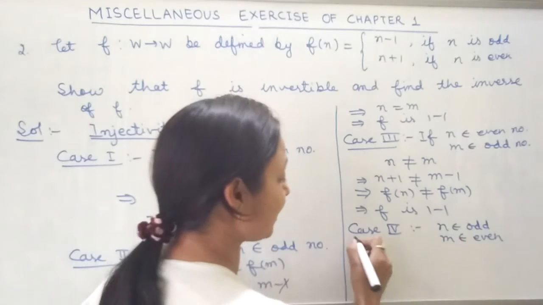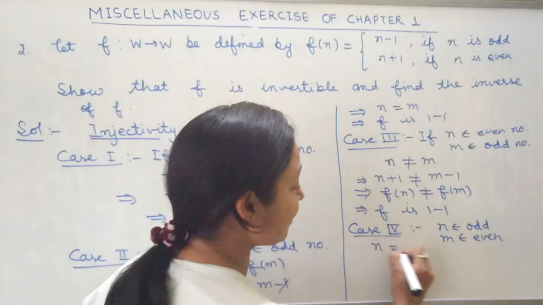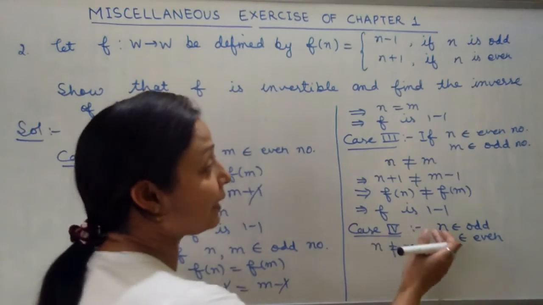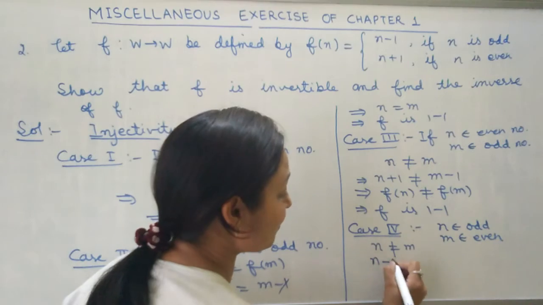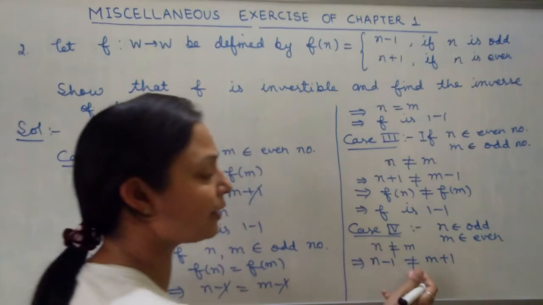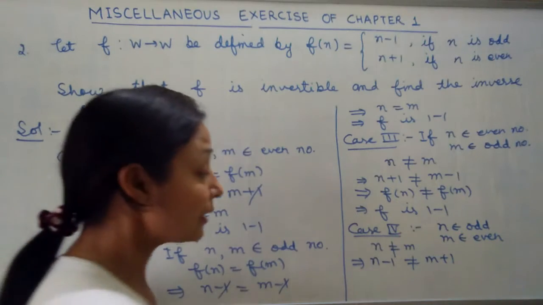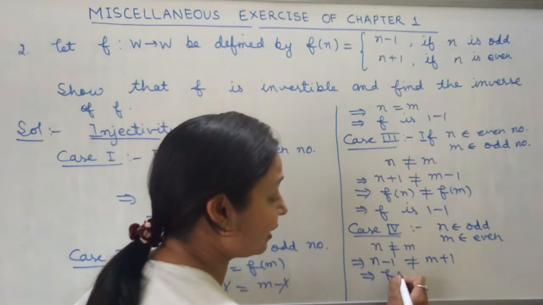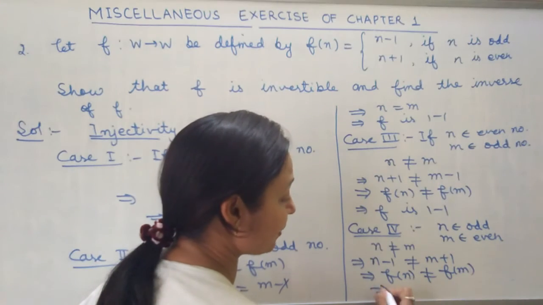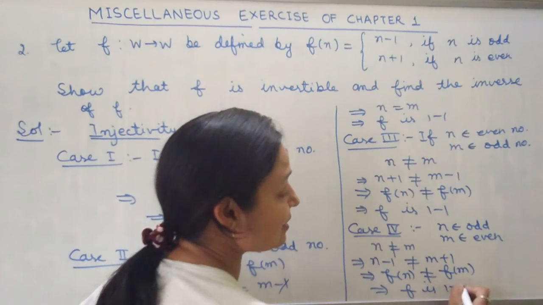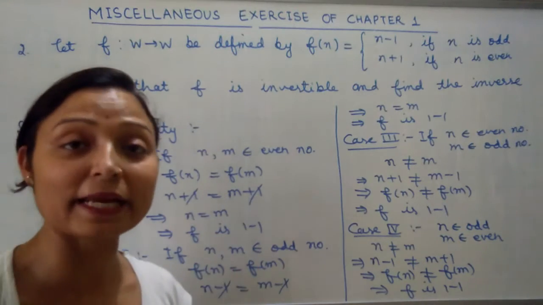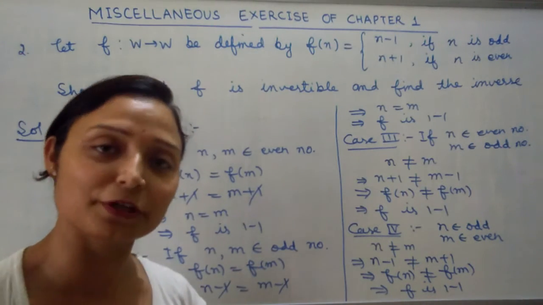So what is happening? If n is not equal to m, because both are different, n is odd. That means if I subtract 1 and add 1, both are different numbers. Both are not equal. That means f of n is not equal to f of m. That is, f is 1-1. So this is 1-1 for all 4 cases. That means ultimately f(x) is a 1-1 function.